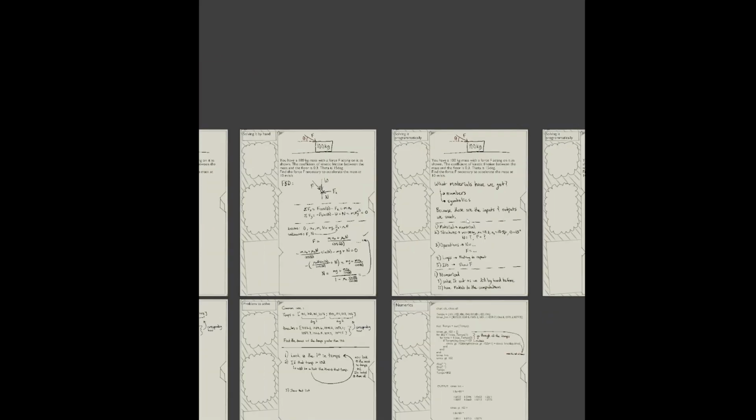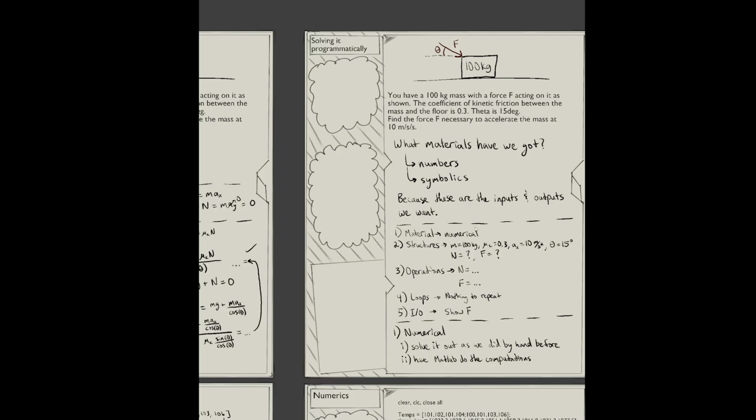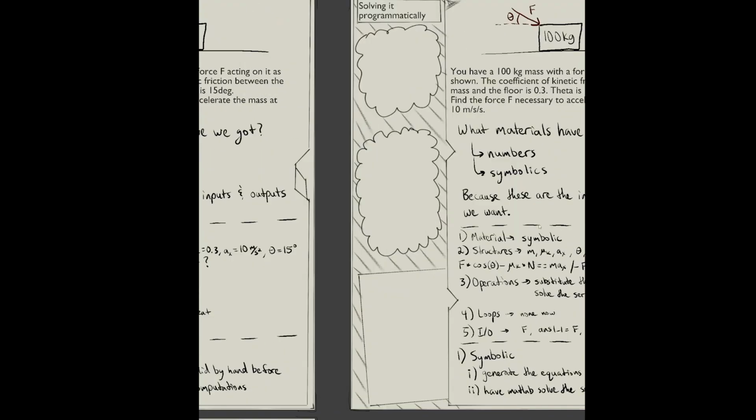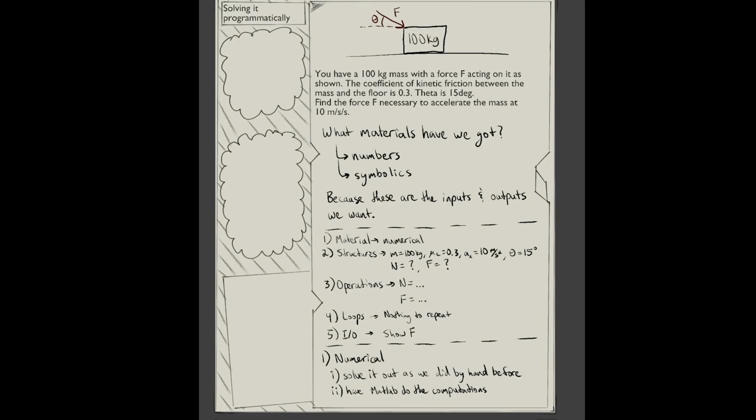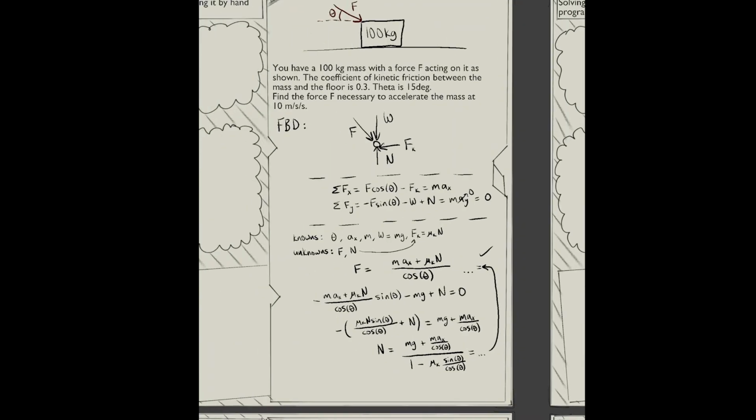So let's see, we're right here. We're going to approach this numerically. So we have our structures. M is a known 100 kilograms, mu K, the coefficient of kinetic friction, is a known 0.3, AX is a known 10 meters per second squared, theta is a known 15 degrees, and we want to find N and F. Our operations, well, we already solved for N and F ourselves, right?